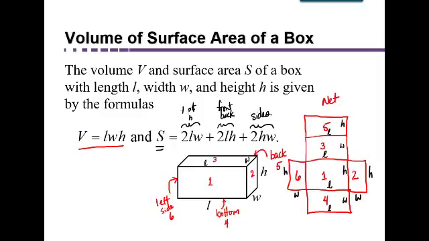Okay, so that's where this crazy long formula for surface area comes from. We have 6 different rectangles that we have to add up the areas for. And so if you just remember that you do the top and the bottom, the front and the back, and the 2 sides, then you can keep track of your surface area. So let's go to the specific example.